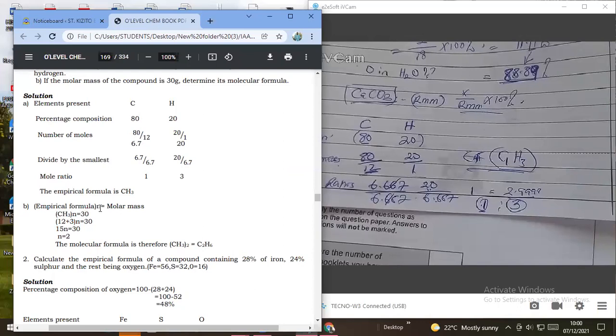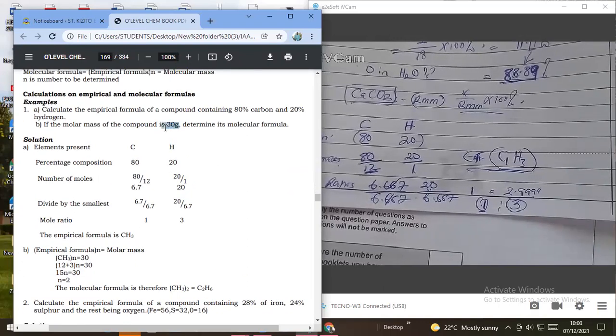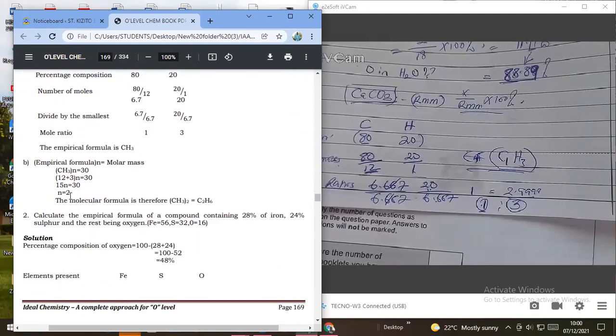That empirical formula times N is equal to the molar mass. So the empirical formula we have found is CH3 times N, which is equal to the molar mass, which was given as 30. Now this molar mass is going to help us get N. That N is the one that's going to give us the molecular formula, because the molecular formula is N times the empirical formula. So you take this empirical formula we got here, times the number you get from this, and it is going to give us the molecular formula of that substance.